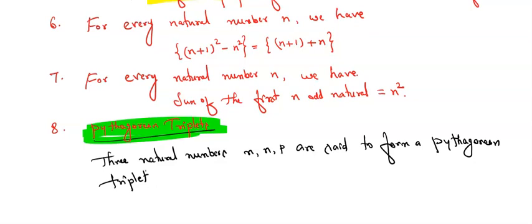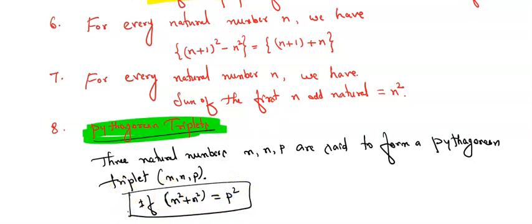They are said to form a Pythagorean triplet, that is m, n, p, if m square plus n square is equal to p square. You should know this property. If it satisfies this condition, let you take any natural number in place of m, any natural number in place of n, any natural number in place of p. When you do this, m square plus n square should be equal to p square. If it satisfies this condition, then it is said to be a Pythagorean triplet.